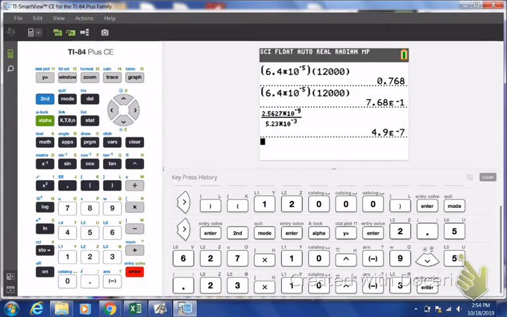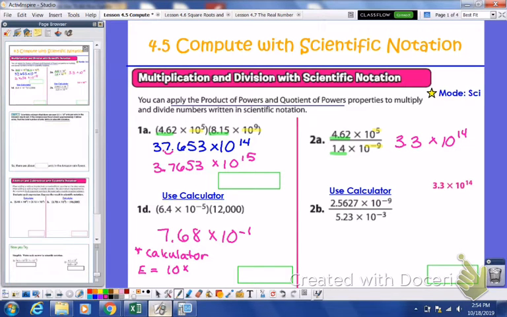In order to go back to standard form, you would have to go back to the mode. We will practice going back and forth in class. So 4.9 times 10 to the negative 7. Again, that E stands for a times 10. So you'll see, if you want to highlight a little up here, for your calculator, your mode should be in scientific notation when we're working with scientific notation.